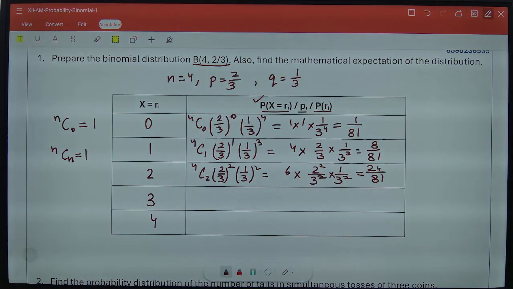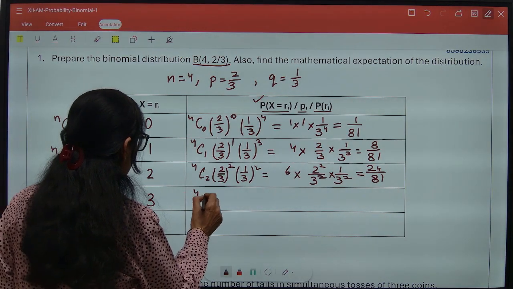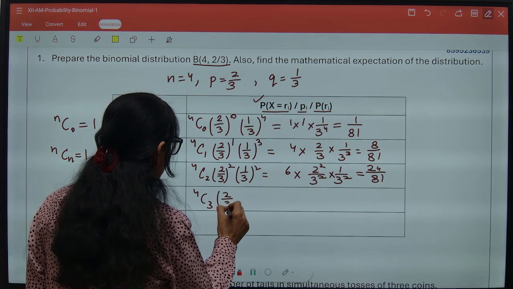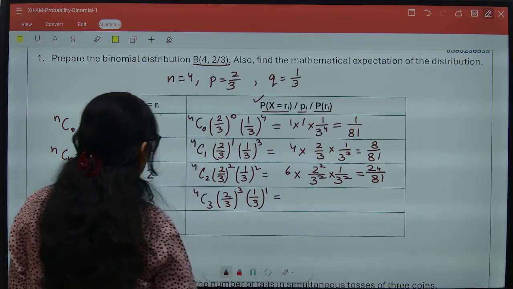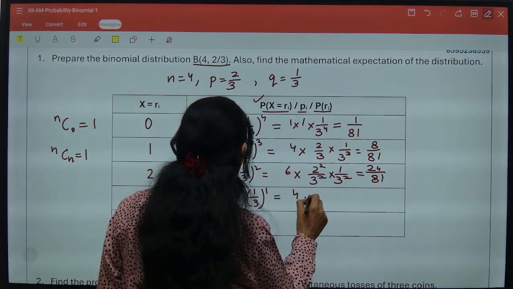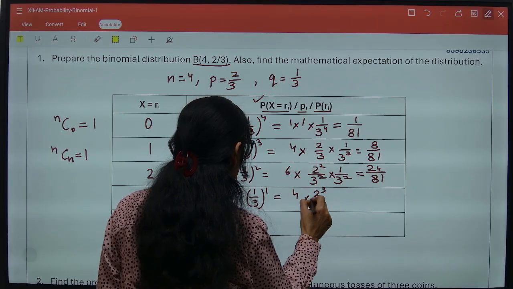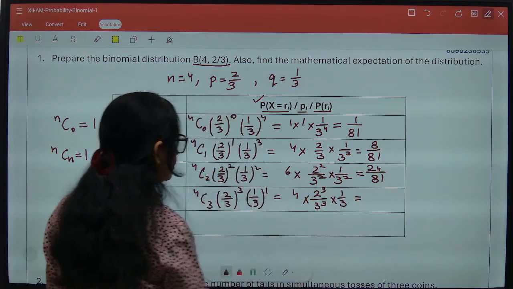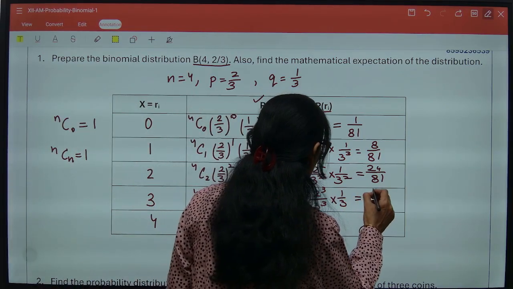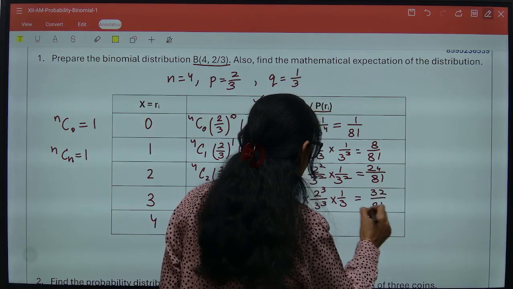Right? Now next it is going to be 4C3. 2 by 3 to the power 3 and 1 by 3 to the power 1. Now how much is 4C3? It is going to be 4. 4 into 2 cube upon 3 cube into 1 by 3. So 2 cube is 8, 8 4s are 32. So it is going to be 32 by 81.